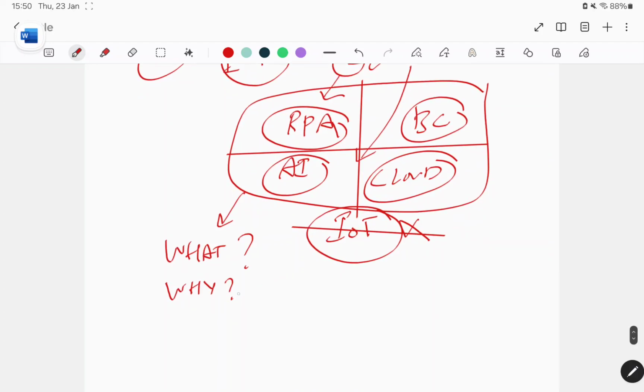And then you also want to ask the question on how this will improve the business processes.